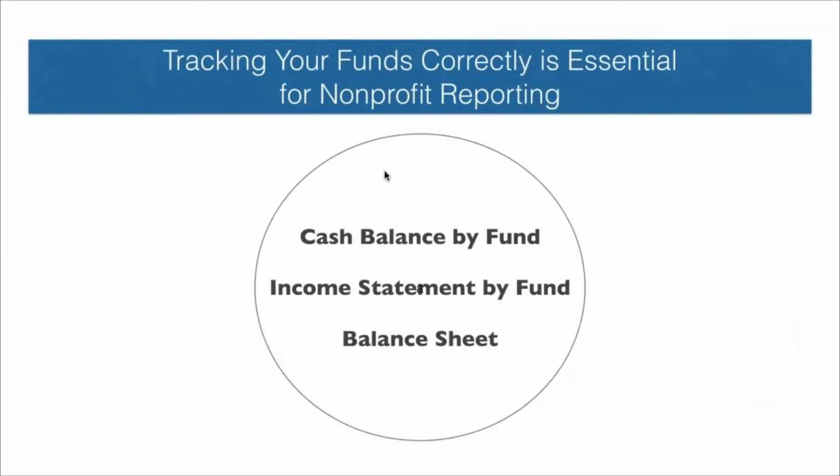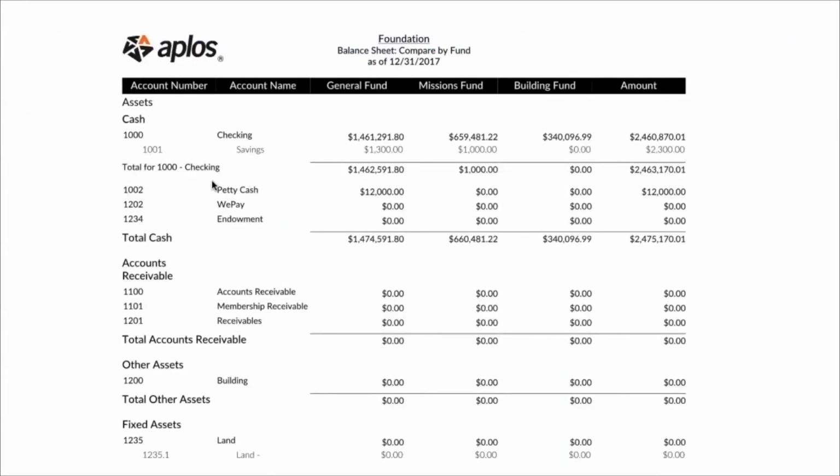So with that, let me show you some reports and challenge you a little bit more about whether you can read some of these reports. We're going to look at cash balance by fund. We're going to look at an income statement by fund, and we're going to look at a balance sheet. Remember a few minutes ago, those were the three major reports that I said if you can read these and your board can understand these, you're going to come a long way, especially in decision making. So this would be an example.